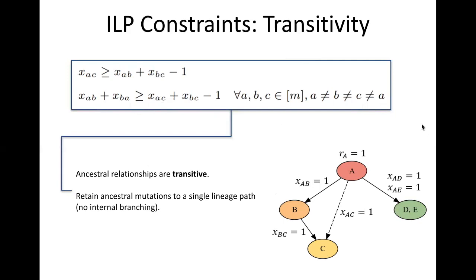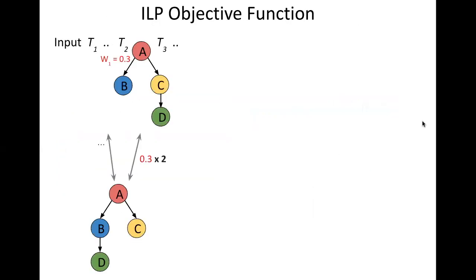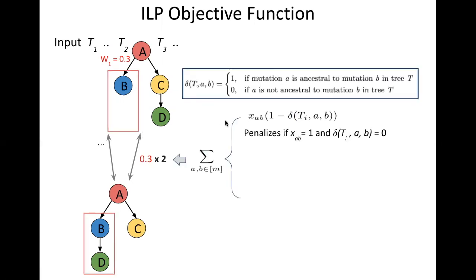After getting to know these constraints, let's take a look at the objective function. As a reminder, we want to minimize the total distance from the output to all input trees. We thus find a way to penalize any difference between them. First, if the output tree has B being ancestral to D, given by XBD equals 1, but in the input tree T2, B is not ancestral to D, then a penalization of the weight of T2 will be added to the objective.